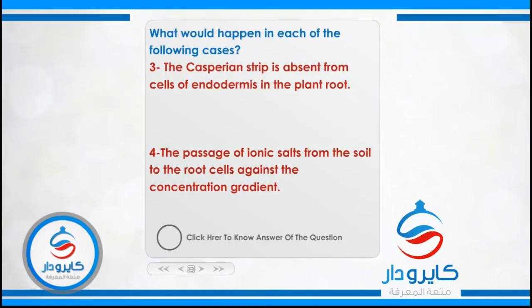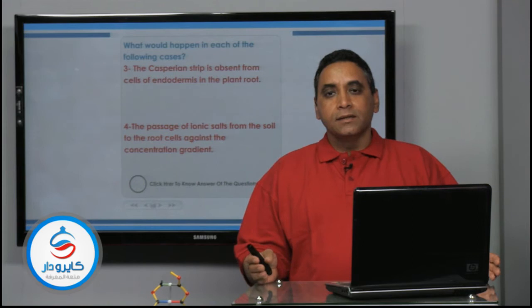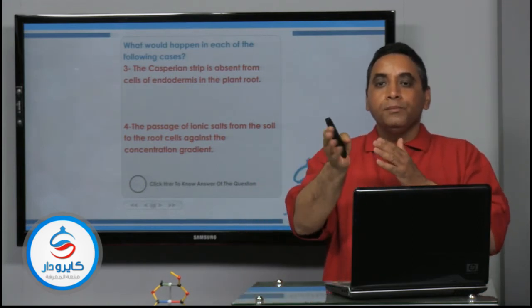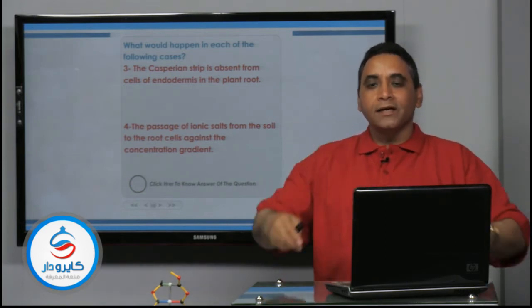What would happen in each of the following cases? The Casparian strip is absent from the cells of the endodermis in the plant root. The Casparian strip, which is made of suberin in the form of a ribbon around the endodermal cells other than the passage cells, is an impermeable substance. So it prevents the passage of water to reach the phloem, because the xylem and the phloem are located on alternate radii inside the roots.